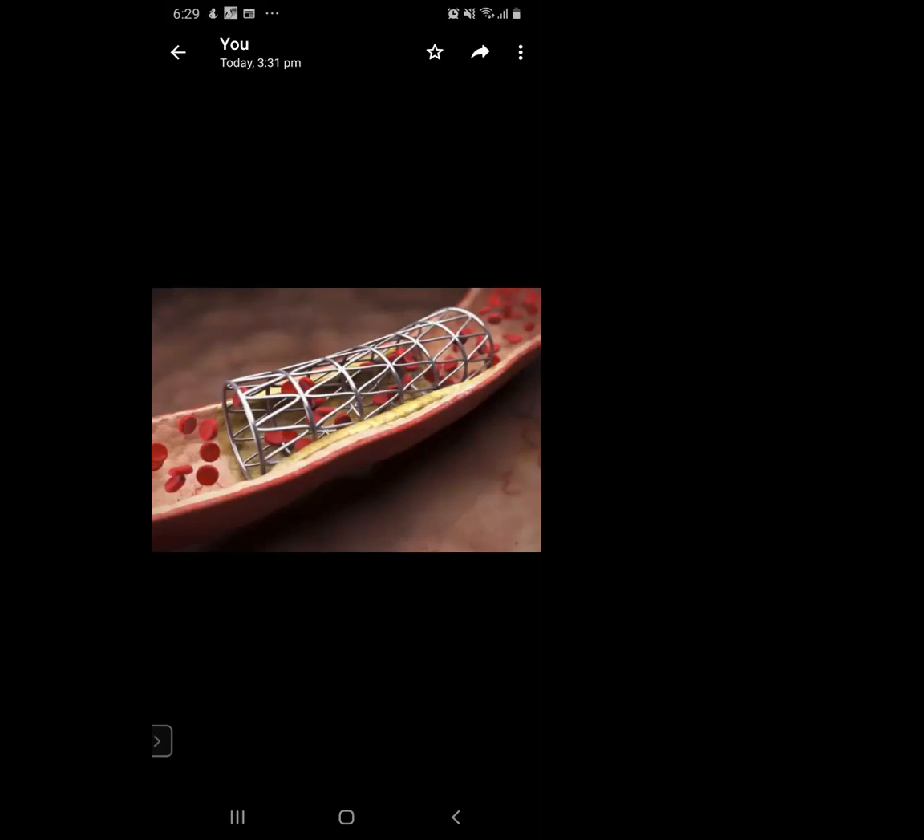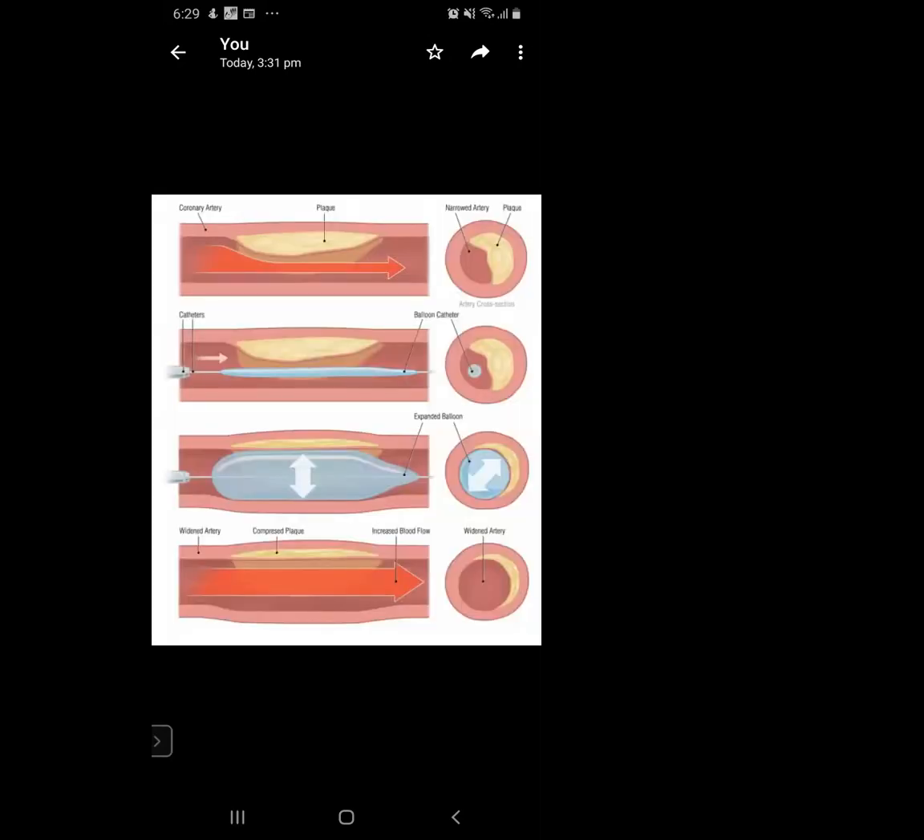Then angioplasty. Now, angioplasty is sort of a catheter which has a balloon attached to it, and that balloon is deflated. Deflated means it has nothing in it when it is inserted into the vessel, into the problem vessel, into the vessel which is stenosed due to plaque.